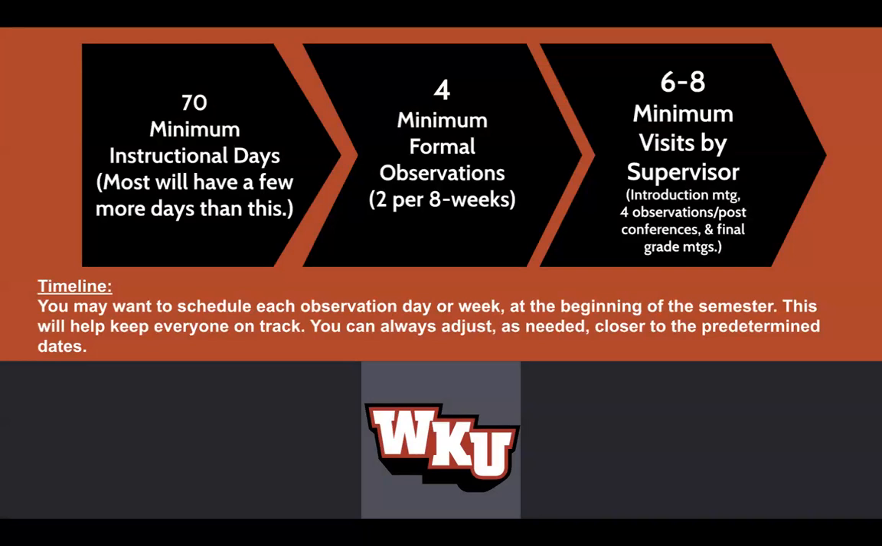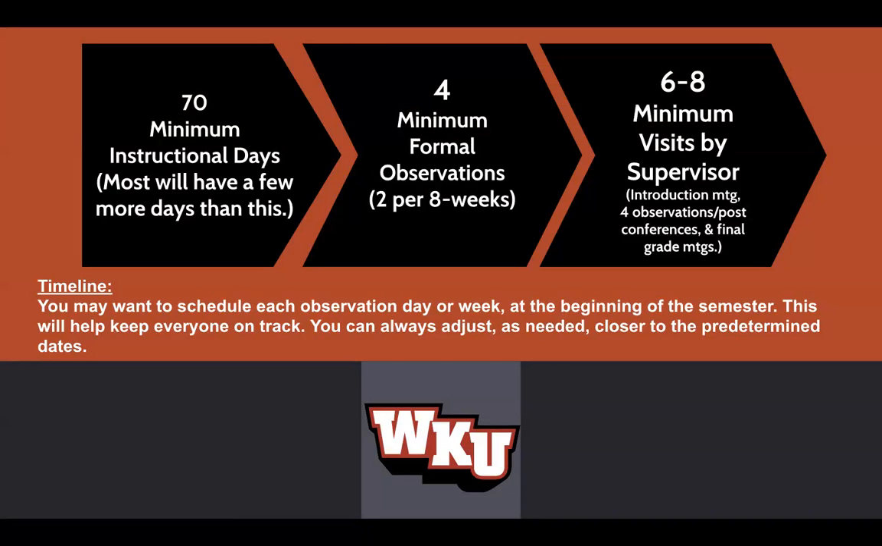The state has 70 minimum instructional days. Most will have a few more days than this on their calendar built in. We'll have the 3 excused absences already built in, but they may go 72 days or 73. That's okay. We want them to go by the calendar we gave them. It varies by district, but most of them will be right at 70, even if they miss their 3 days.